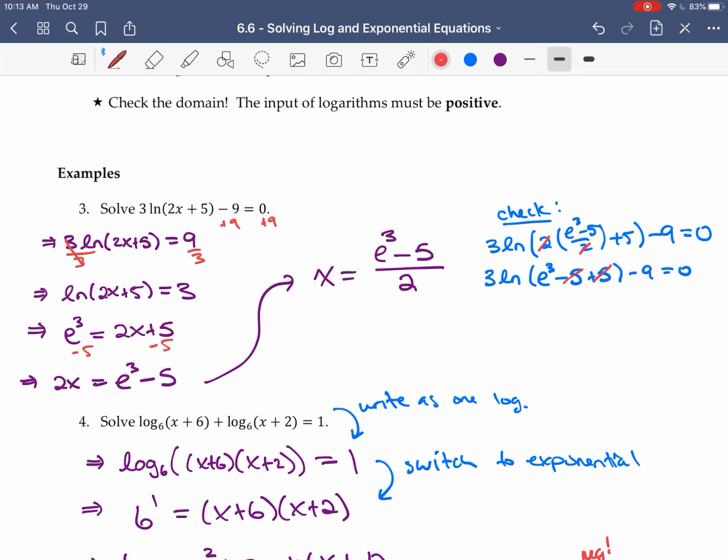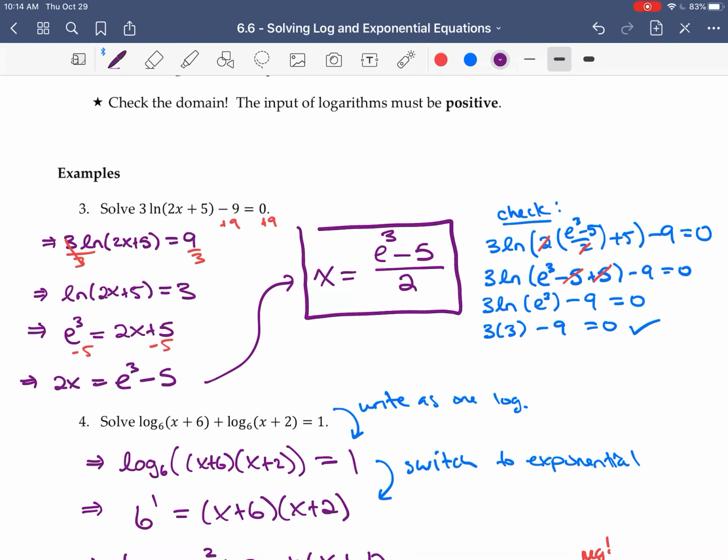Minus 5 plus 5 cancel. So I get 3 ln of e to the 3 minus 9 is 0. Now ln of e to the 3 is actually just 3. So 3 times 3 is 9, minus 9 is 0. So this one works out, so that is a solution here. So that's going to be our solution.